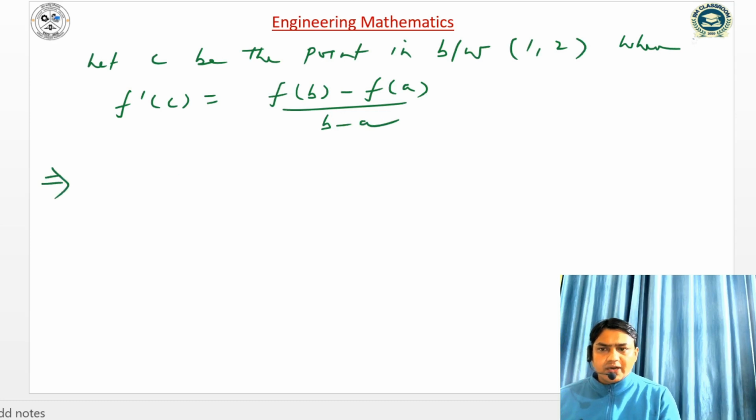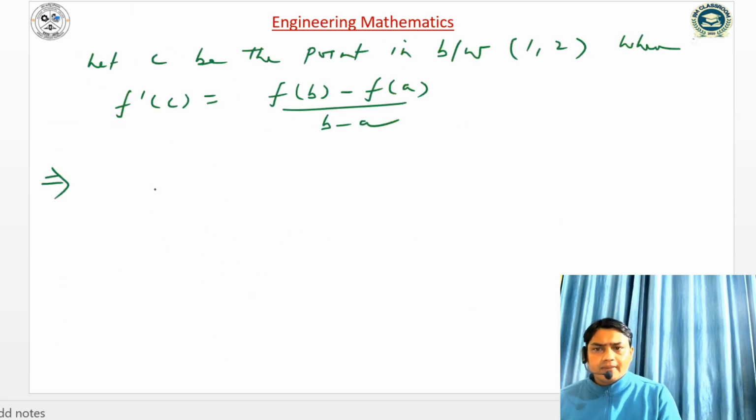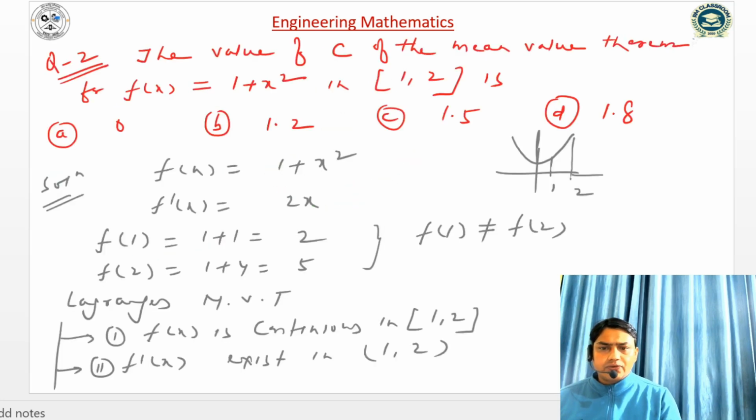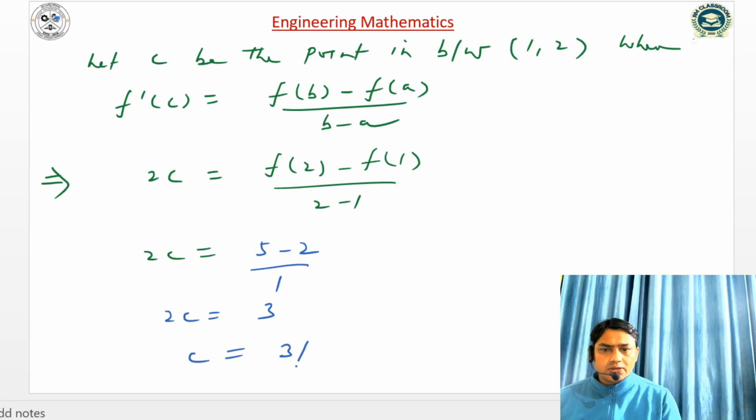So here we can write f'(x) is 2x. So twice c is equal to f(2) minus f(1) divided by 2 minus 1. So twice c is equal to f(2) is how much? 5. So 5 minus 2 divided by 1. So twice c is equal to 3. So c is equal to 3 by 2.